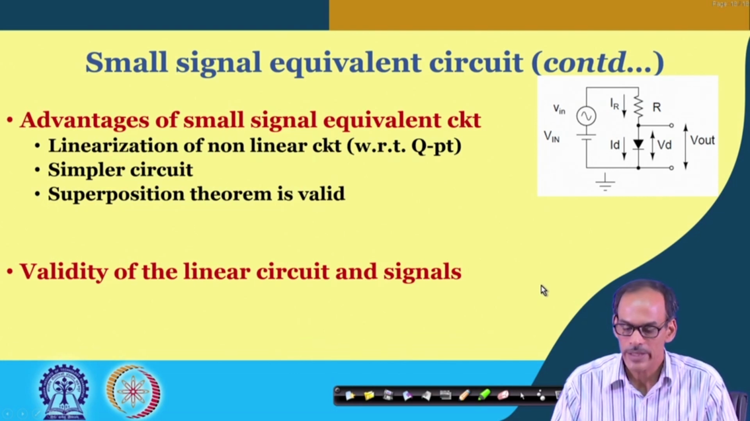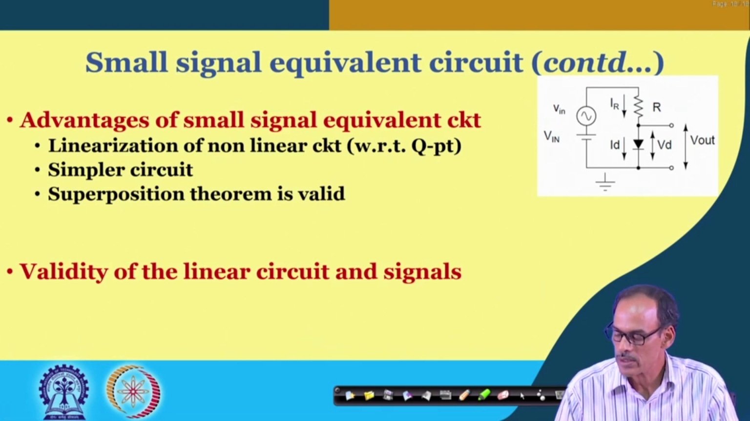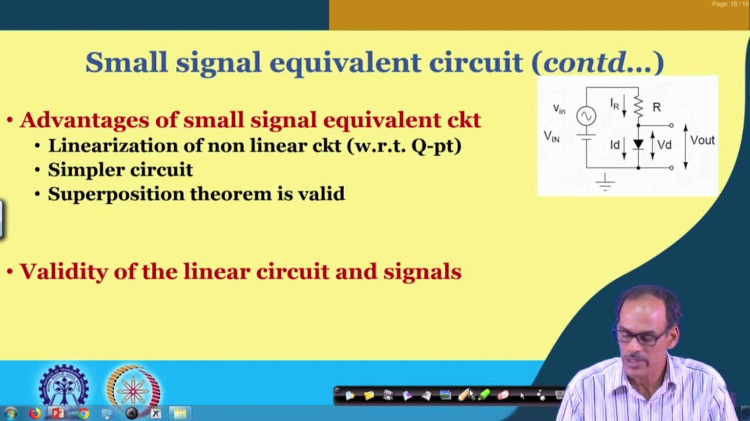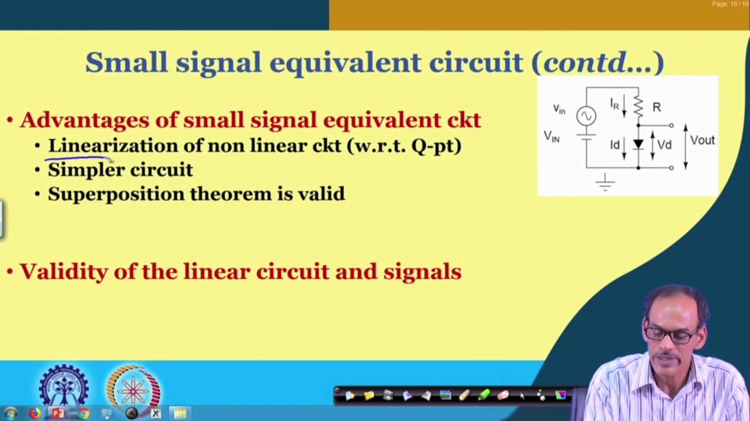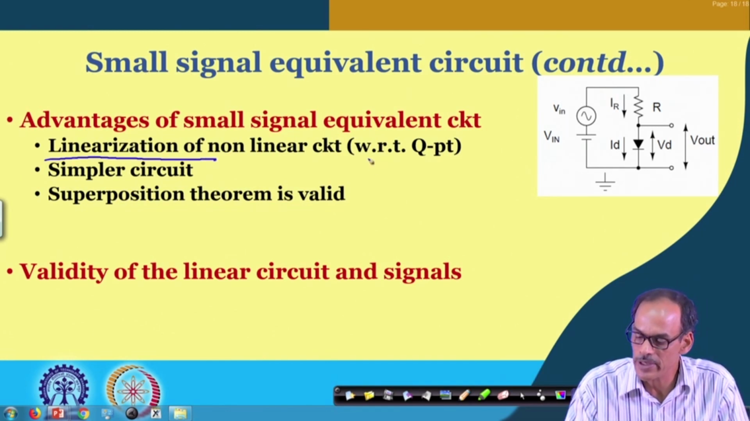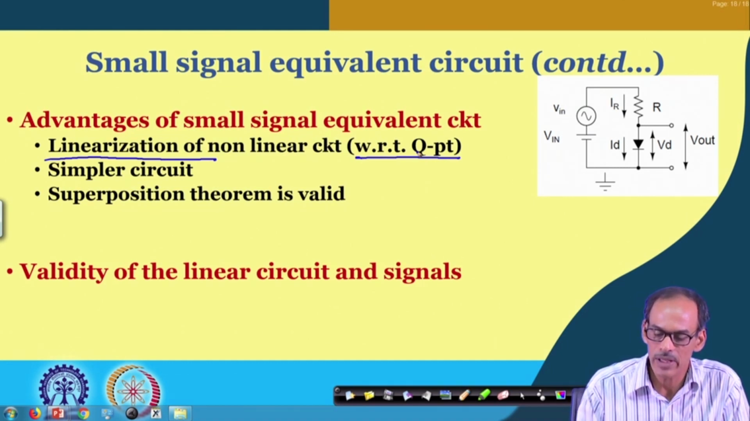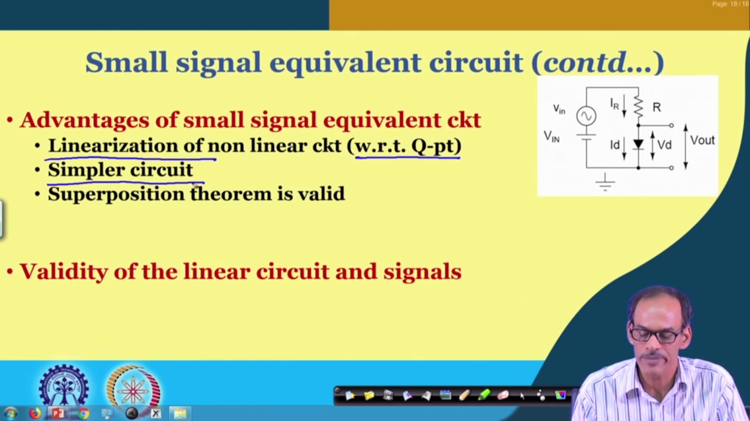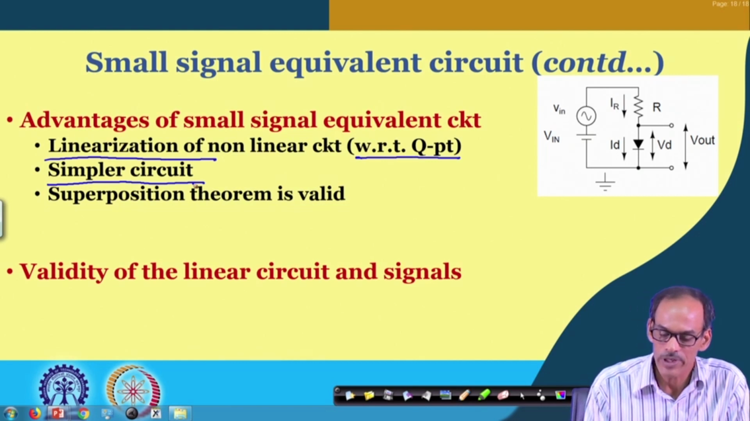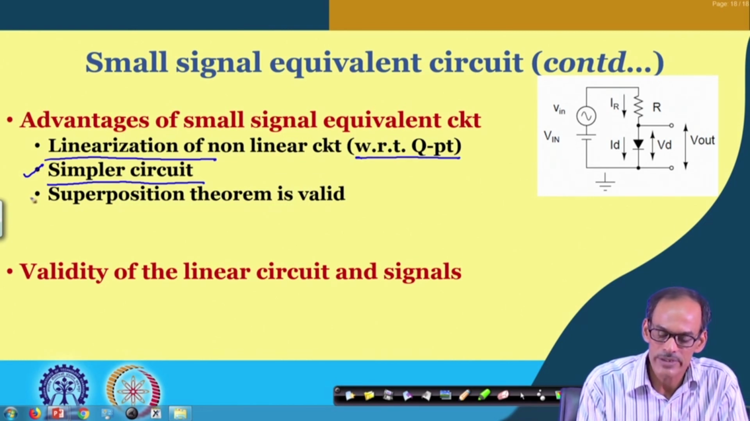So, as I said, we are linearizing the circuit, and we have enlisted the different advantages. Note that we are linearizing a nonlinear circuit with respect to the operating point or quiescent point. So, first we find the operating point, and then we linearize the circuit. It is expected that once you linearize, the obtained circuit is simpler. We have already seen that. And the most important thing is that this will simplify the analysis.